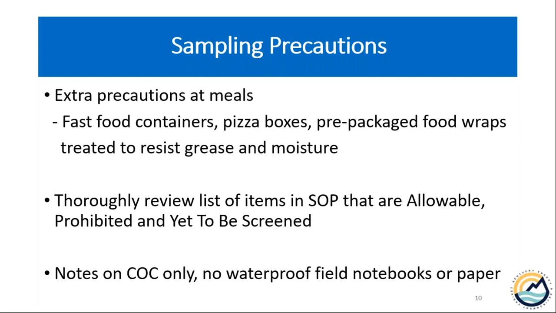I urge everyone, when you're looking through the SOP, to thoroughly review the list of items that have been found to be allowable, prohibited, or yet to be screened. Those that are allowable have been tested and found to be PFAS-free. Those that are prohibited have been tested and found to contain PFAS. And those that are yet to be screened, as the name implies, have not been screened yet. And so we treat them as though they do contain PFAS and avoid using them in the field.